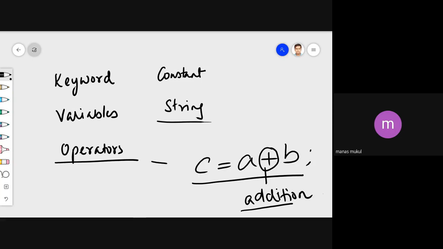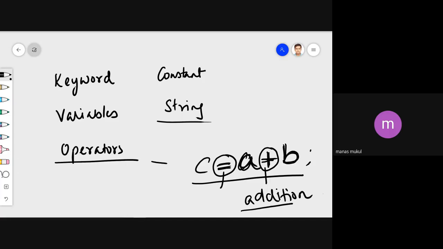Addition, right? Is this an operator? Yes, sir. This is also an operator. So if you notice, every operator that you have performs a specific function. What is the function of plus? The function of plus is to take the value of a and add it to the value of b, or vice versa. You can take the value of b and add it to the value of a.